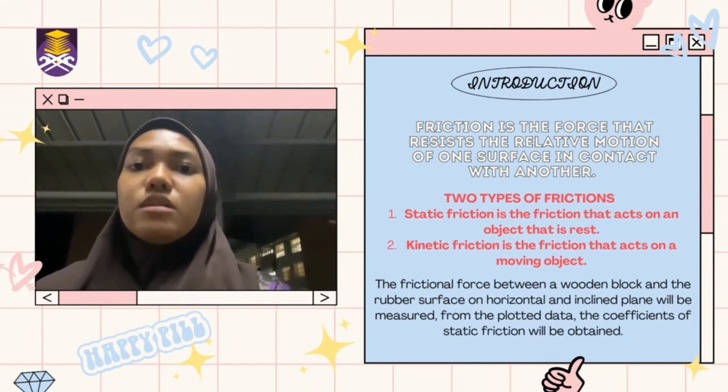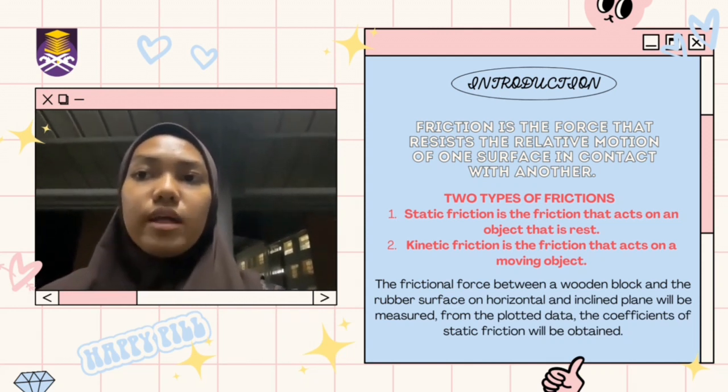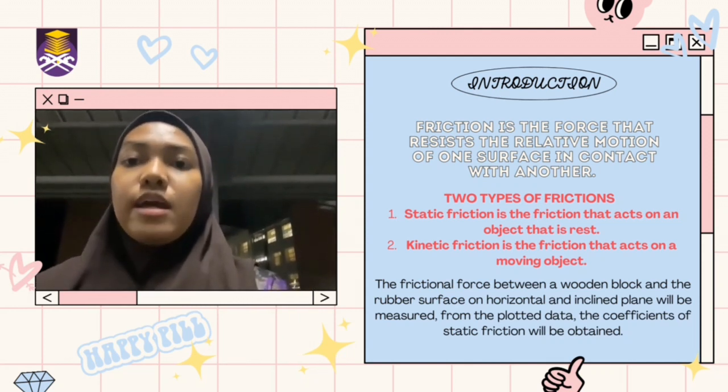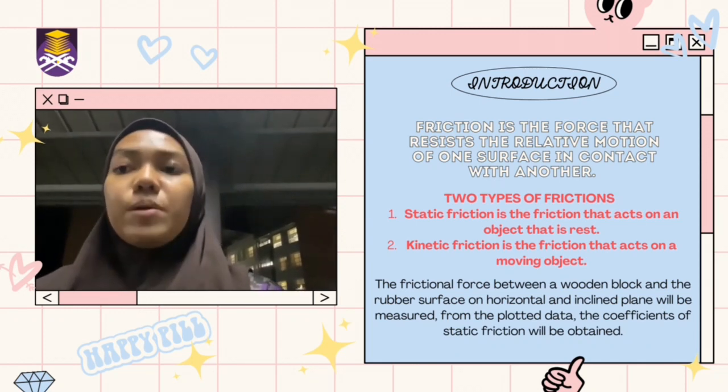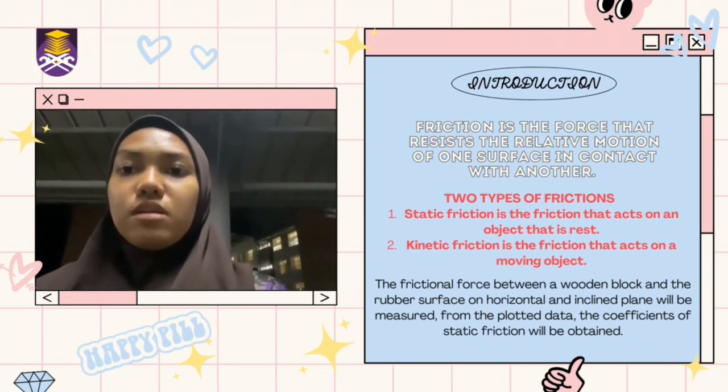In the experiment, the frictional force between a wooden block and the rubber surface on a horizontal and inclined plane will be measured from the plotted data. The coefficient of static friction will be obtained.